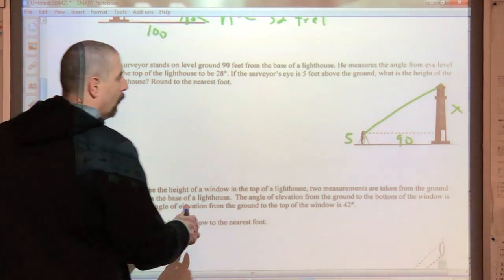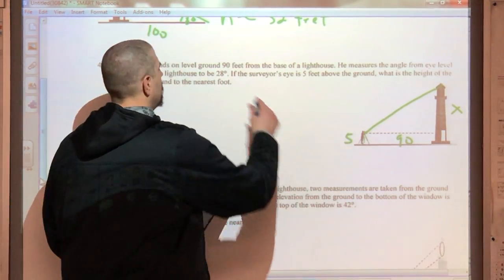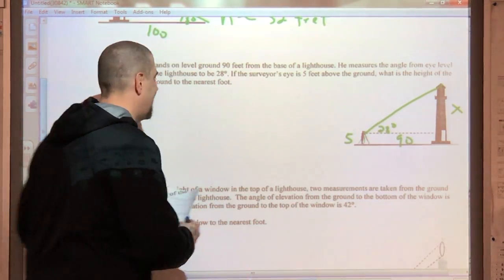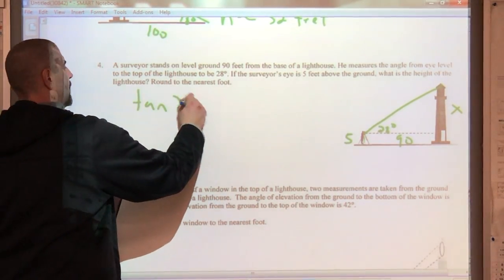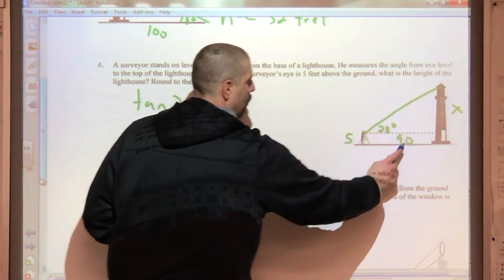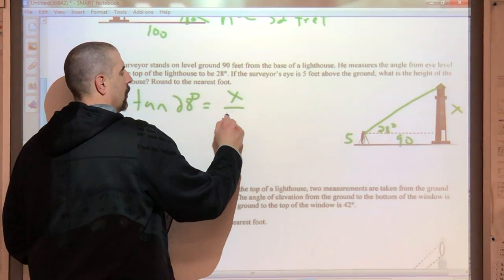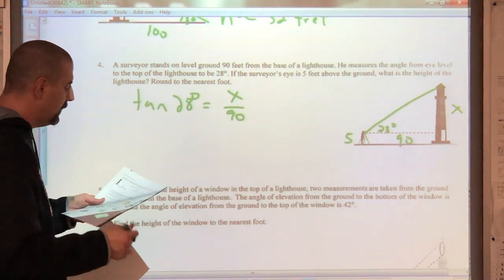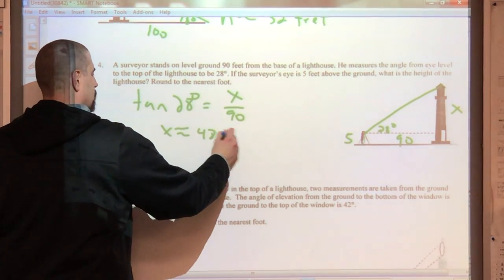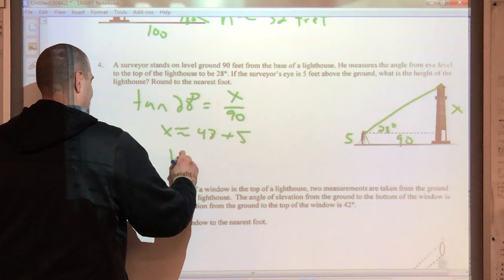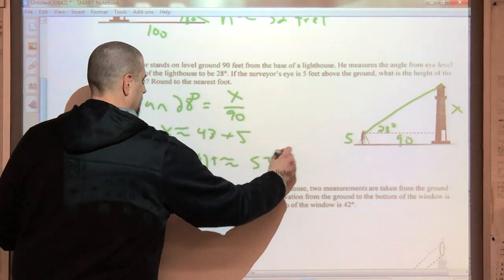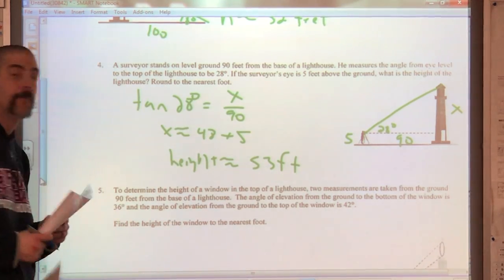All right, so what we got here is, again, we know this is 28 degrees. So we know we have opposite and adjacent, your friend tangent. So we're going to get tangent 28 degrees is equal to x over 90. So go ahead and solve that, and then you should have got that x is approximately 48, but you have to add the 5. So the height is approximately 53 feet. All right, hopefully you got that.